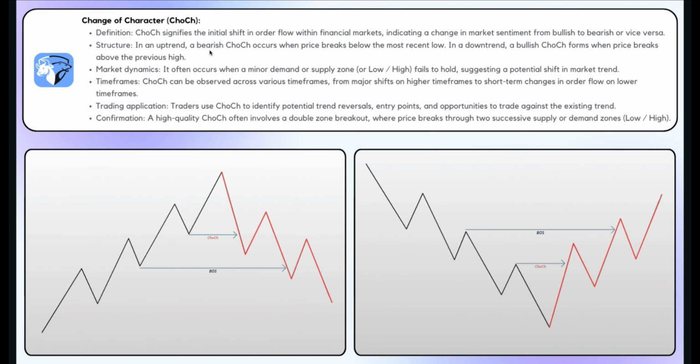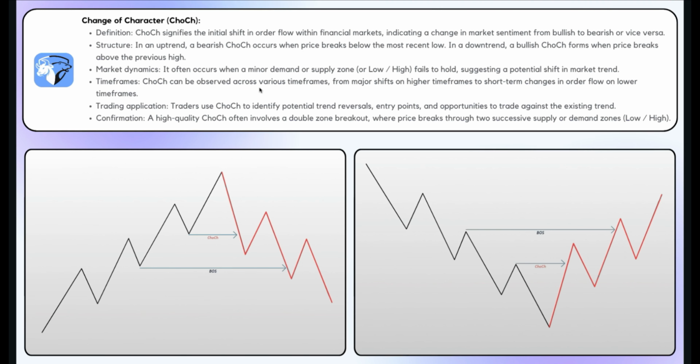Structure: in an uptrend, a bearish change of character occurs when price breaks below the most recent low. In a downtrend, a bullish change of character forms when price breaks above the previous high. Market dynamics: it often occurs when a minor demand or supply zone, or you can also look at it as low/high, fails to hold, suggesting a potential shift in market trend.